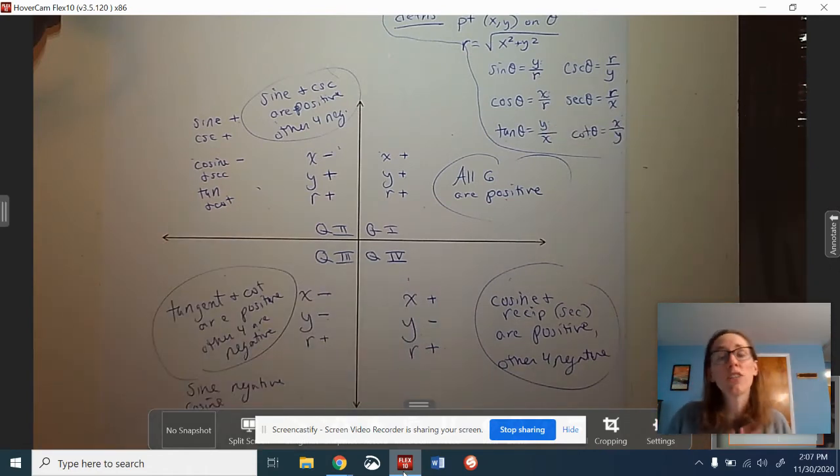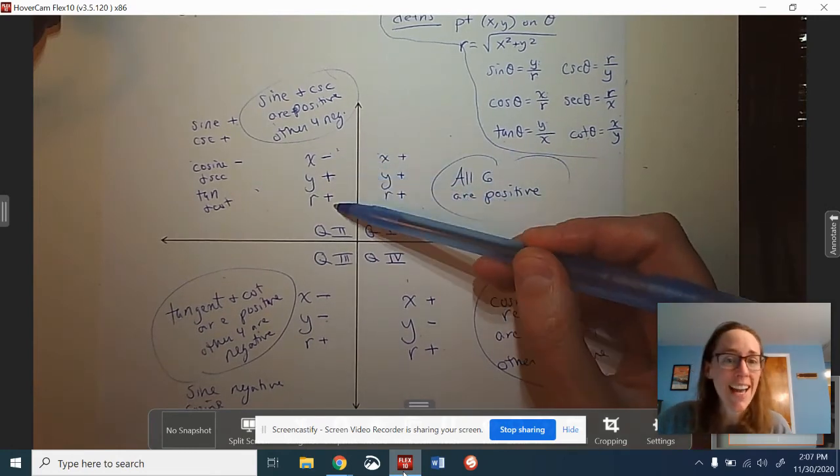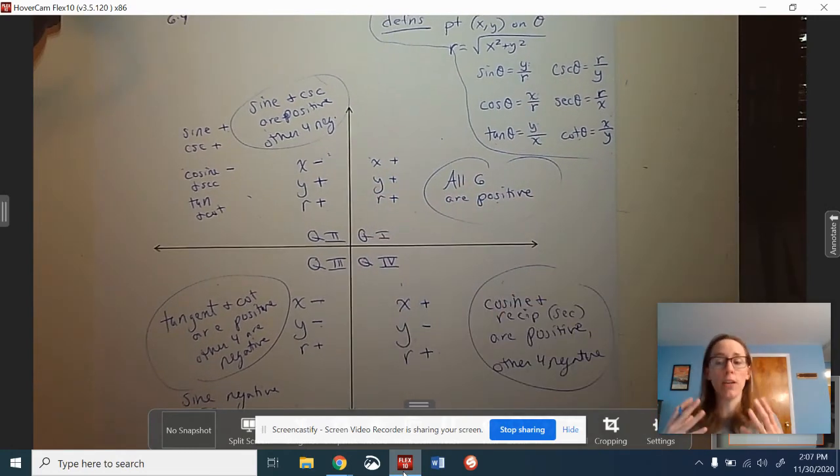In quadrant 1, all 6 trig functions are positive. In quadrant 2, sine and its reciprocal are positive. Everybody else is negative. In quadrant 3, tangent and its reciprocal are positive. Everyone else is negative. And in quadrant 4, cosine and its reciprocal are positive. Everyone else is negative. Now, it doesn't seem as important as it is. We're going to end up using those facts on a regular basis. So what we want is an easy way to remember that without having to figure out the signs for x, y, and r every single time.